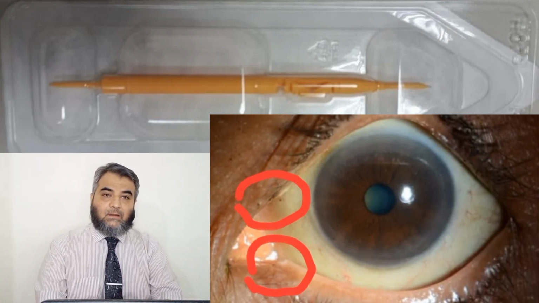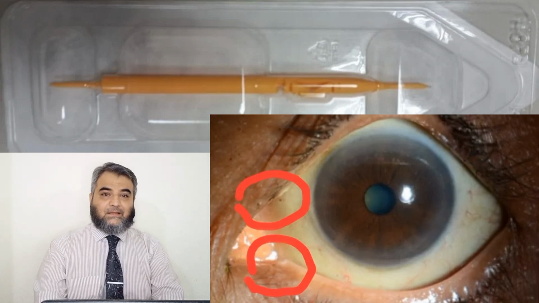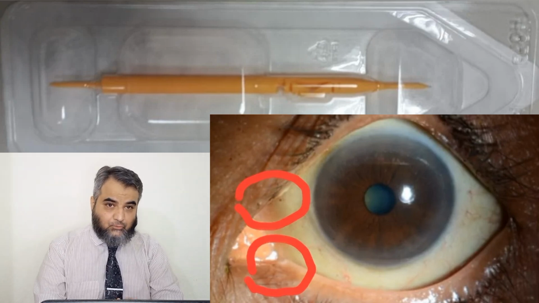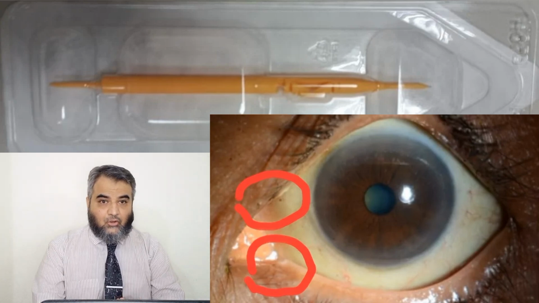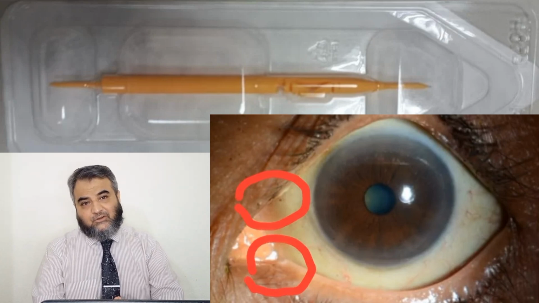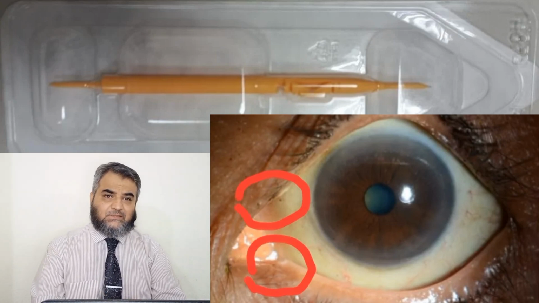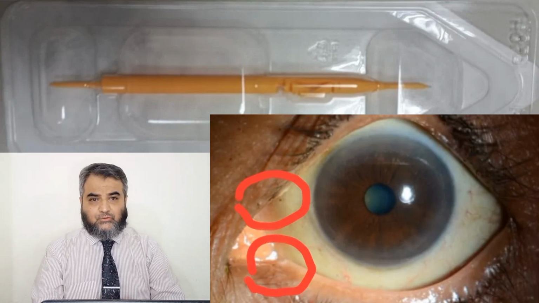These are called punctum plugs. In the photograph, I have shown you that in the red circles, there are 2 puncta. Whatever tears are produced in the eyes, in normal circumstances, they drain through these 2 holes, which we call puncta, and ultimately they drain into the nose. This is called the lacrimal drainage system. But now we are left with a limited supply of eye drops. So what we are going to do is put in punctal plugs.